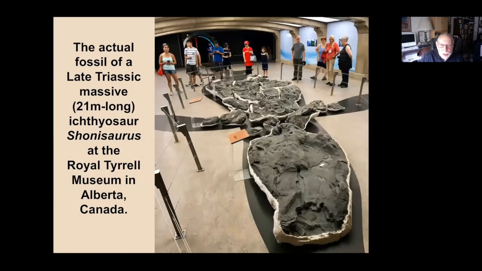Last week, some of you may remember, if you stayed for the Q&A part of the session, I mentioned the Royal Tyrrell Museum in Alberta, Canada, as being one of the most spectacular paleontological museums on the continent. And they displayed a late Triassic ichthyosaur that was 21 meters long. That's huge.